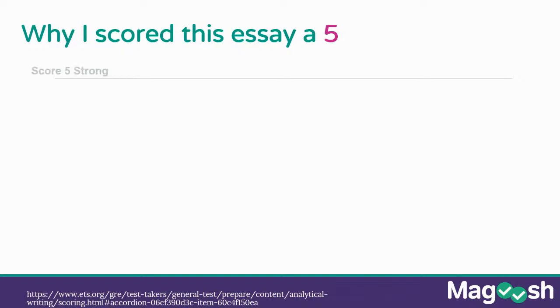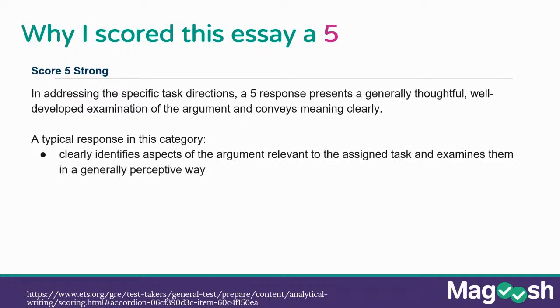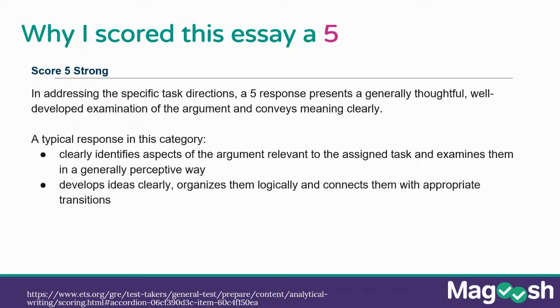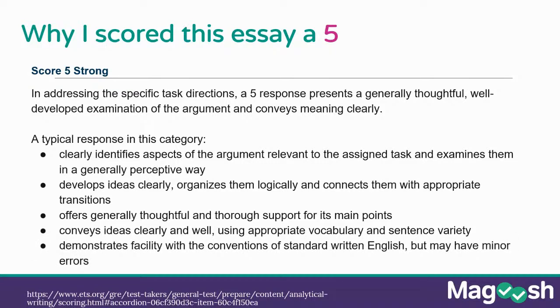A 5 indicates that the essay is strong, right? It's a strong essay, and according to what ETS tells us, in addressing the specific task directions, a 5 response presents a generally thoughtful, well-developed examination of the argument and conveys meaning clearly. And then it goes on to say, a typical response in the category of a 5 clearly identifies aspects of the argument relevant to the assigned task and examines them in a generally perceptive way, develops ideas clearly, organizes them logically, and connects them with appropriate transitions, offers generally thoughtful and thorough support for its main points, conveys ideas clearly and well using appropriate vocabulary and sentence variety, and finally demonstrates facility with the conventions of standard written English that may have minor errors.